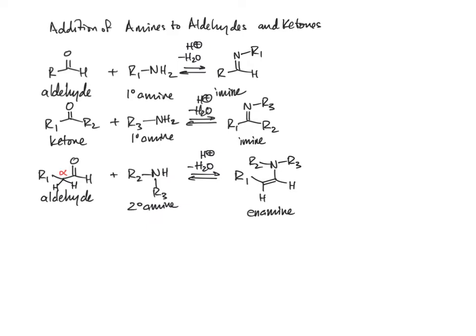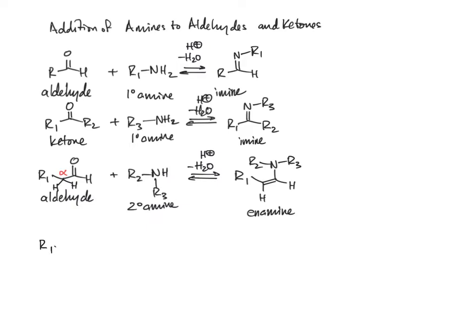And notice the difference of the location of the pi bond, or the double bond, between the imine and the enamine. So in the imine, the pi bond results between the former carbonyl carbon and the nitrogen. In the enamine, it results between the former carbonyl carbon and the alpha carbon. So this is an enamine. So let's go ahead and look at the ketone case.